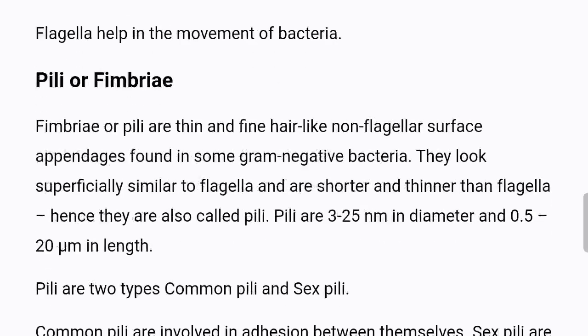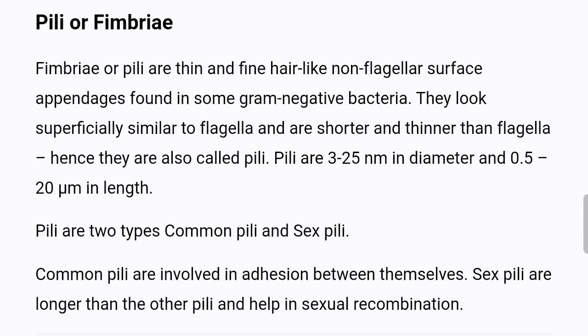Pili or fimbriae. Fimbriae or pili are thin and fine hair-like non-flagellar surface appendages found in some gram-negative bacteria. They look superficially similar to flagella and are shorter and thinner than flagella, hence they are also called pili. Pili are 3 to 25 nanometers in diameter and 0.5 to 20 microns in length.